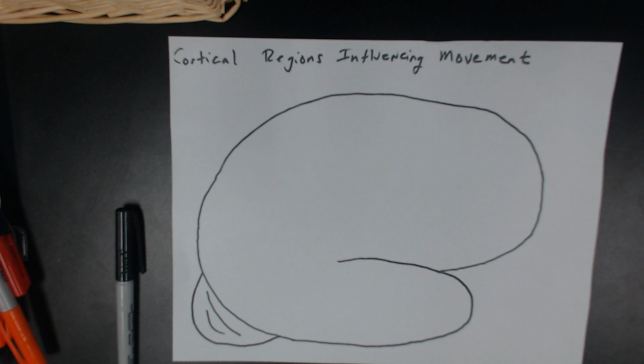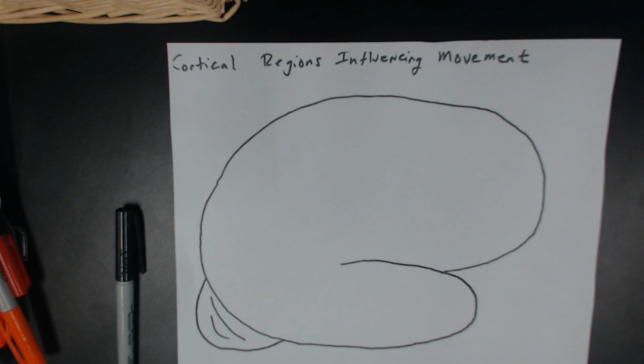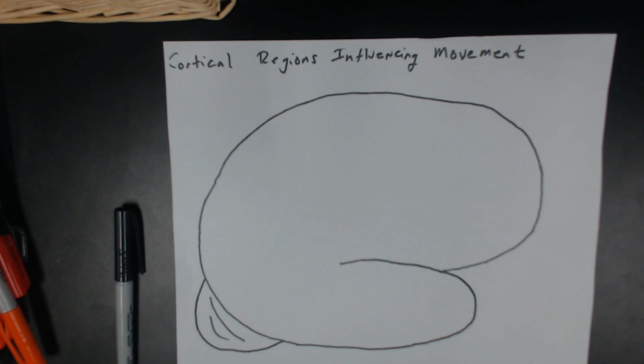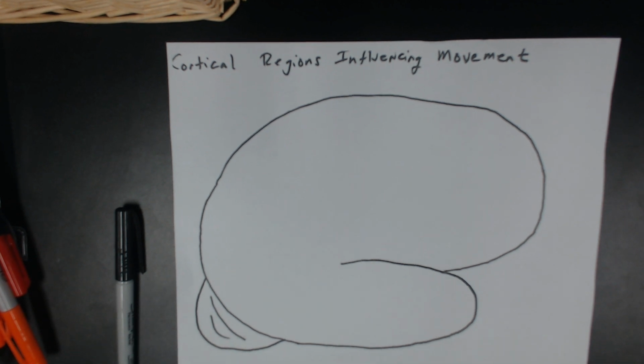Okay, this just talks about cortical regions influencing movement. You'll get more about this kind of concept in the spring semester. Dr. Raddick teaches motor learning. Okay? But these are all the cortical regions that are going to influence movement. What's involved in that? And let's start out by labeling a few things.